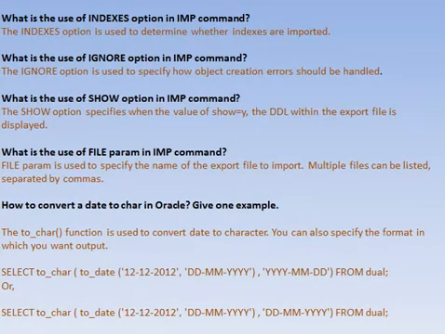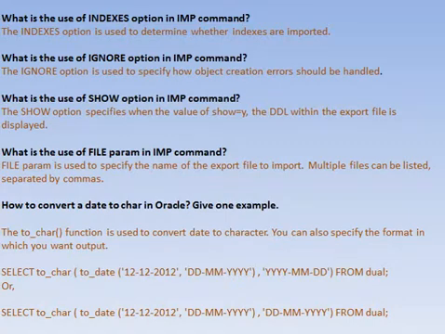What is the use of the ignore option in the IMP command? The ignore option is used to specify how object creation errors should be handled. What is the use of the show option in the IMP command? The show option specifies that when the value of show equals y, the DDL within the export file is displayed. What is the use of the file param in the IMP command? File param is used to specify the name of the export file to import. Multiple files can be listed, separated by commas.